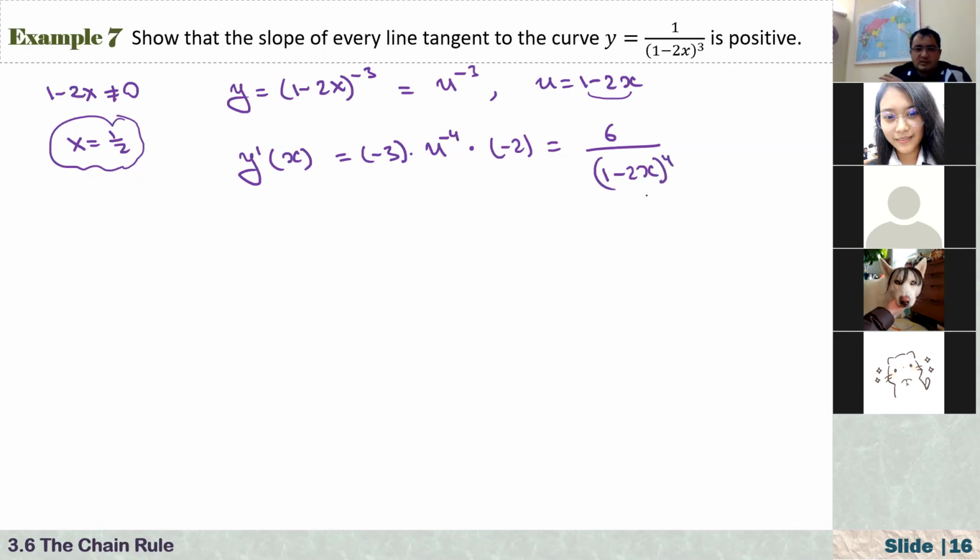And we know that if x is not equal to 1 over 2, actually 1 over 2 does not belong to its domain, and this function is always positive, right? Because you're dividing 6 by a non-negative number, a simply positive number, it is always positive, which means that y prime of x, which is just the slope, right, is always positive. That means that the slope of every tangent to the curve is always positive.